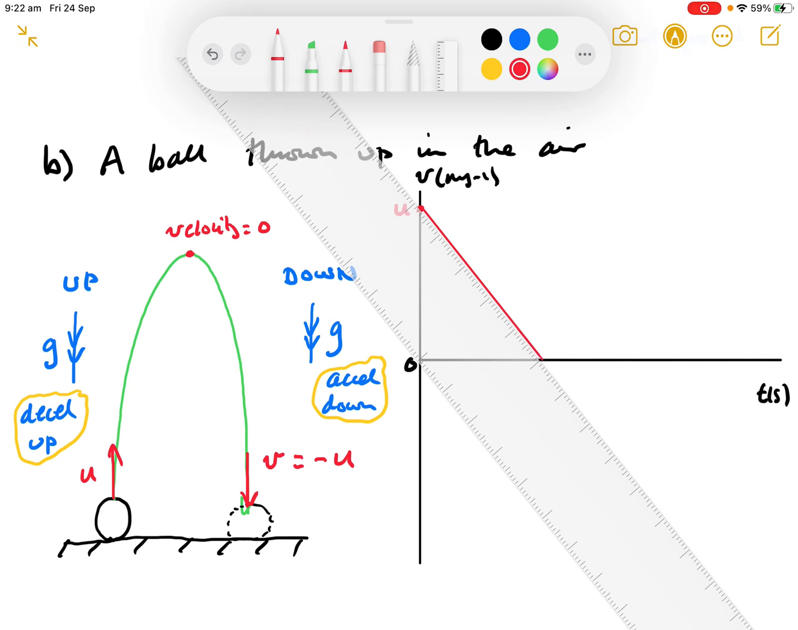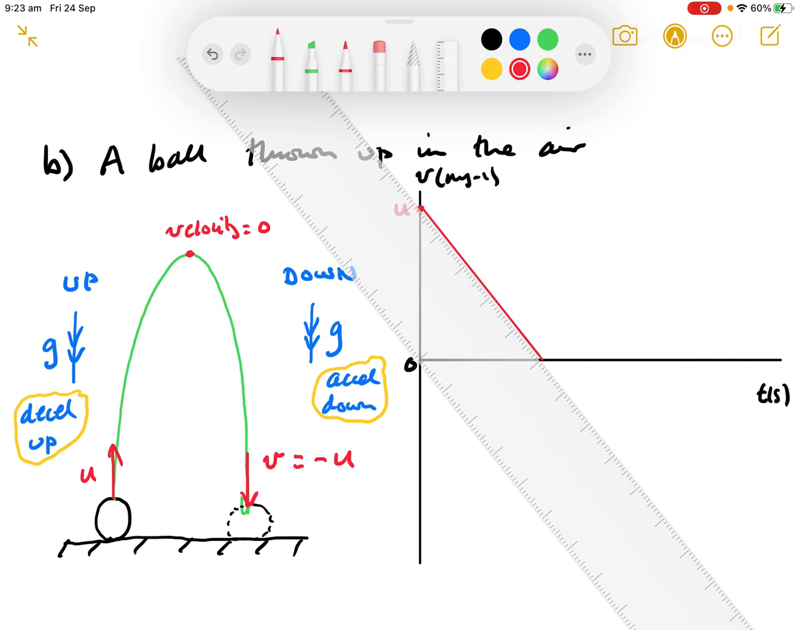And you can see that at that point the velocity has become 0. That's it reached its highest point. After it's reached the highest point, instantaneously its velocity is 0. It then begins to accelerate back downwards under gravity.